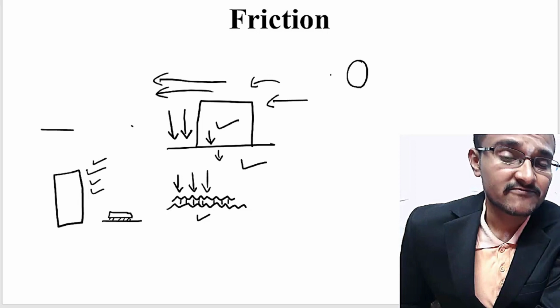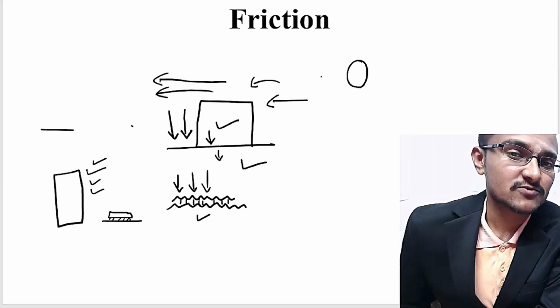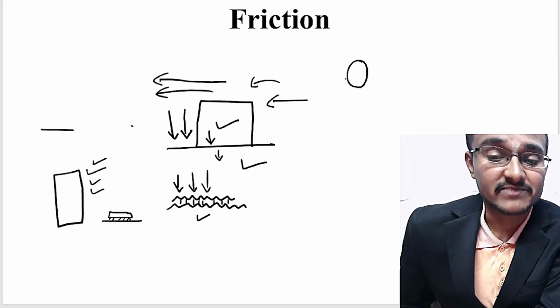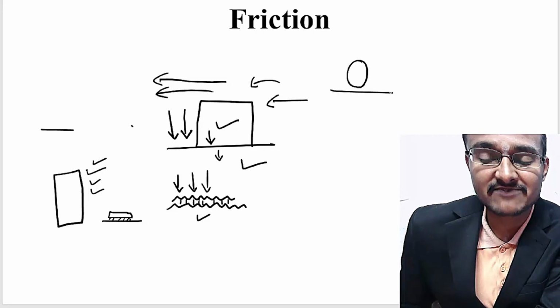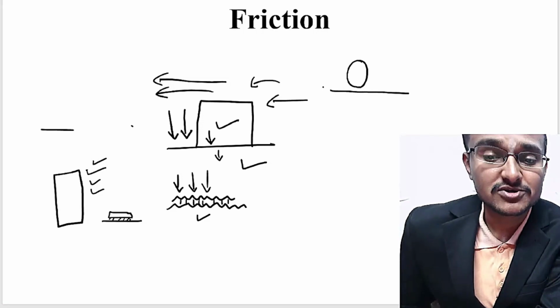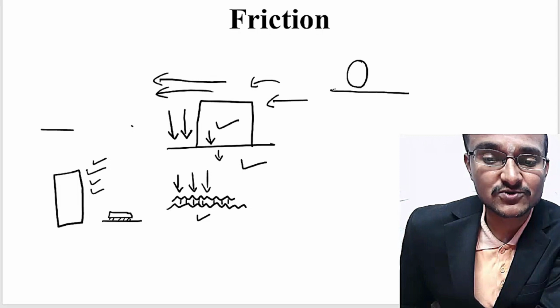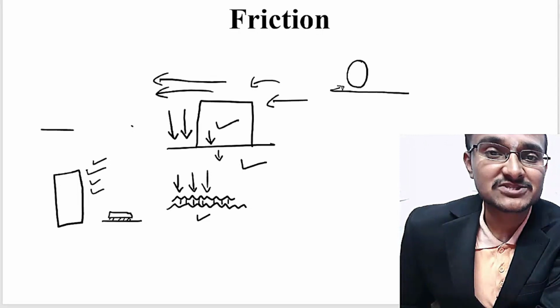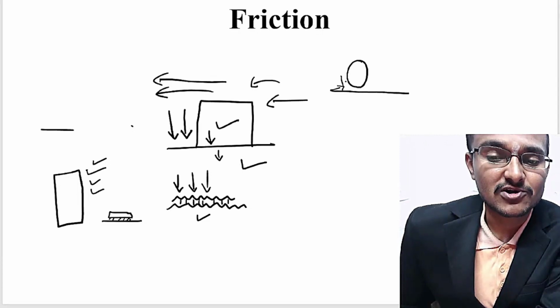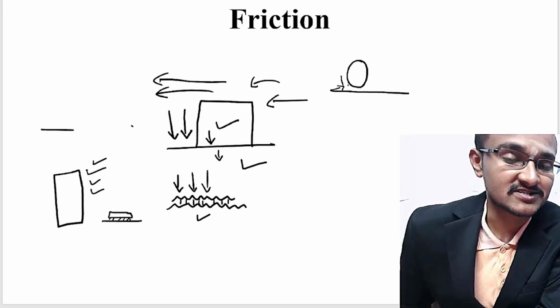Even the tires of vehicles will get damaged over a period of time due to friction, because when these tires travel on the road, the friction offered by the road on the tire will damage it due to a lot of heat generated by the frictional force.